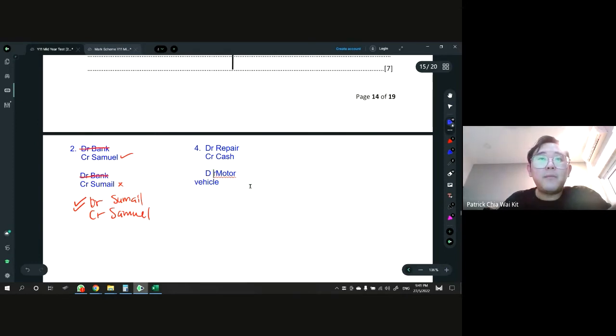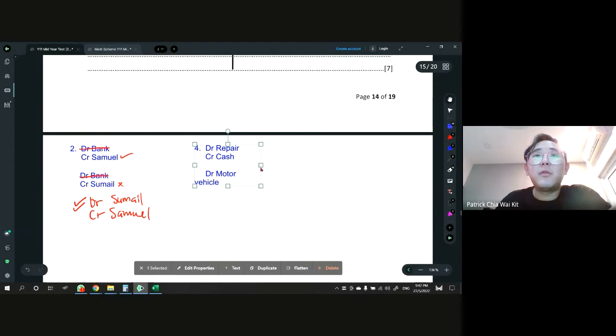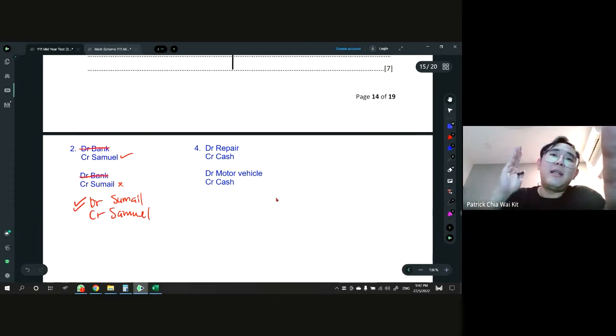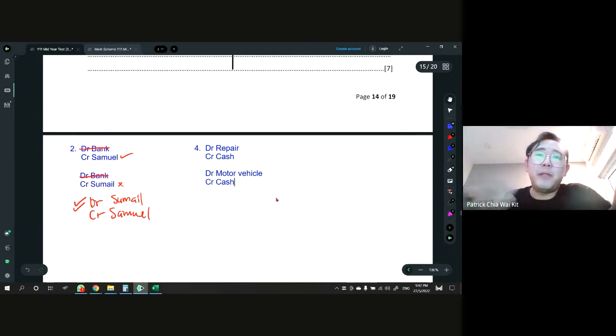It means they didn't do the repair. They went and debited motor vehicle. And did they say anything about the cash part? No. So if it's no, then we assume that the cash part was okay. The only wrong thing they did was they put the wrong name. It's supposed to be repair, but now they put in the motor vehicle. So the name is wrong. And not just that, the class, the element, is also wrong, because repair is expenses, motor vehicle is asset. So this is also wrong.